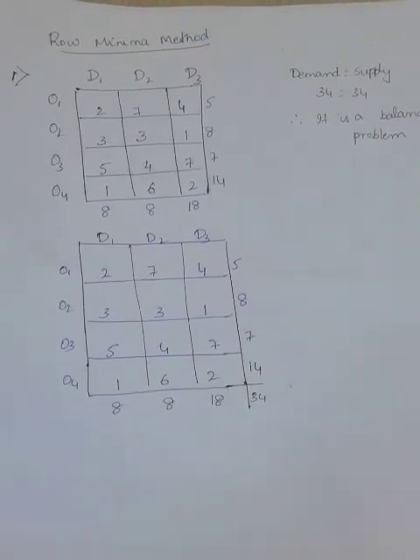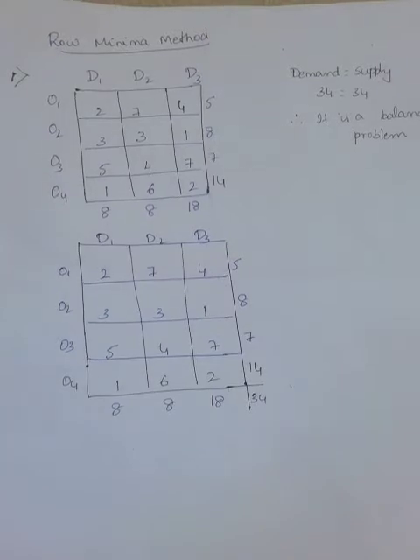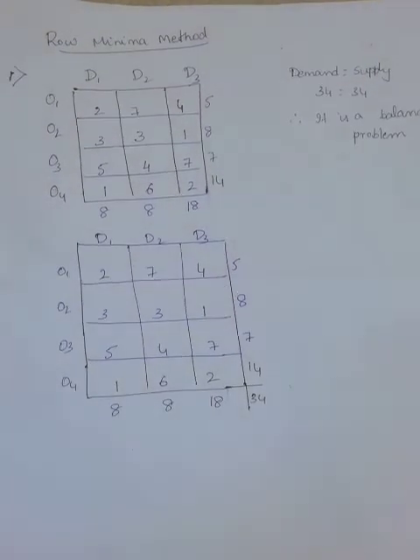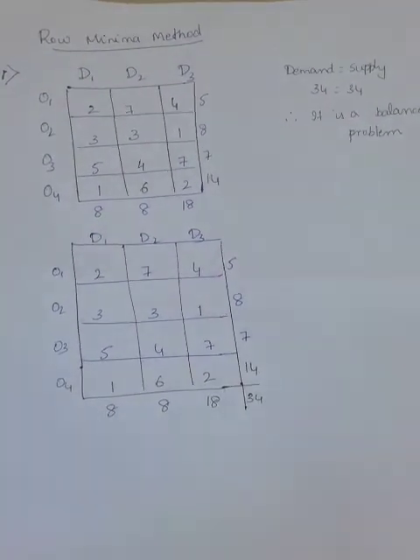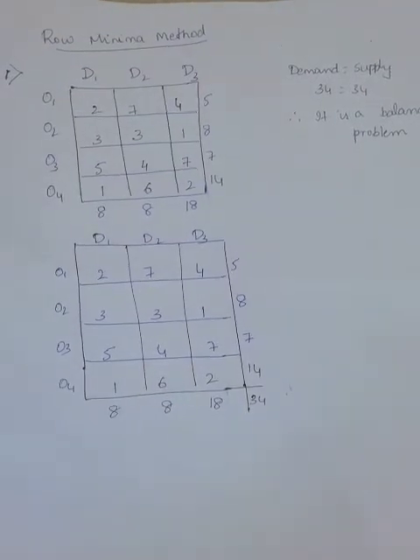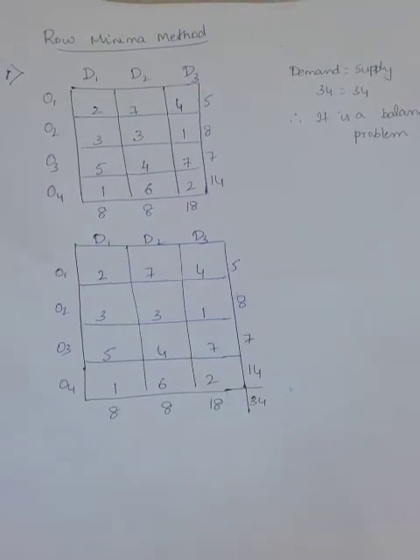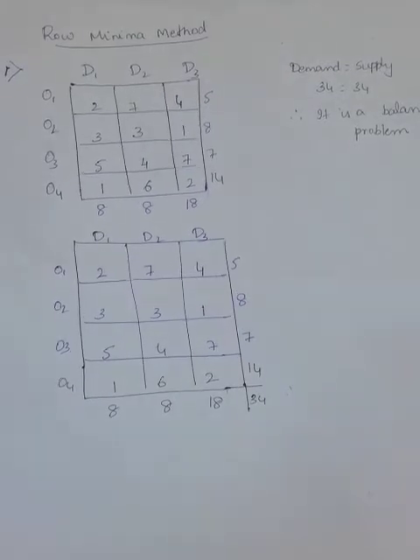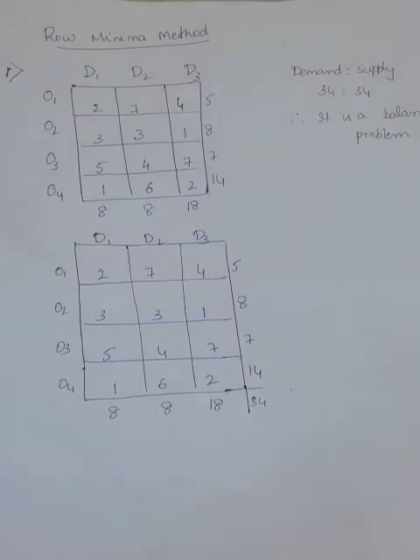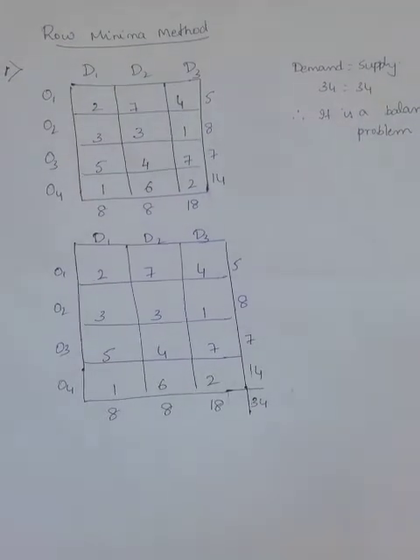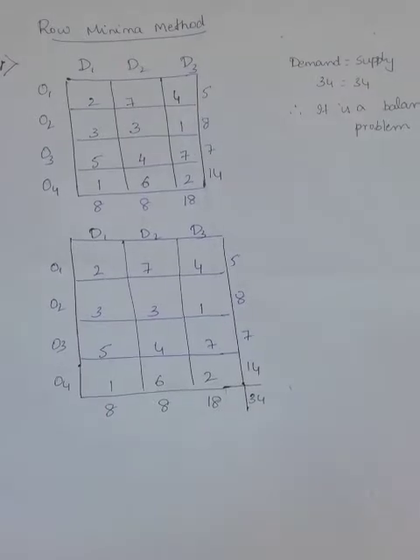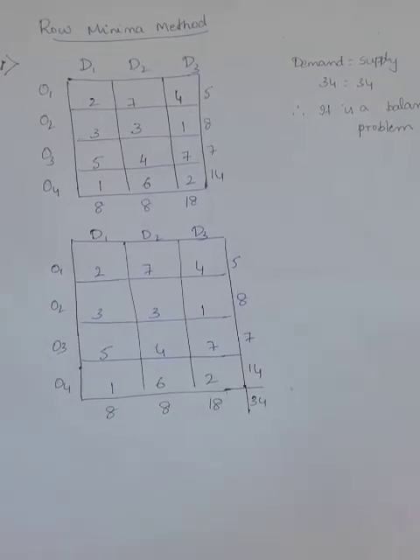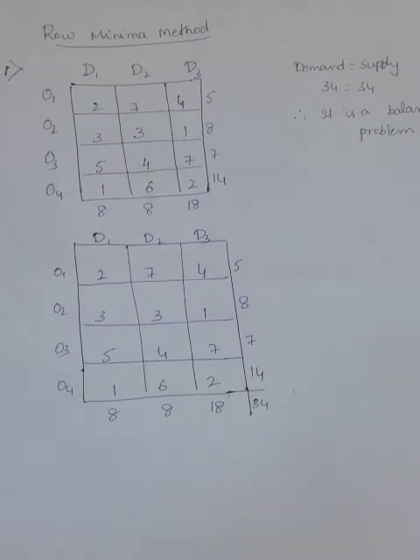Row minima method is a different method of least cost method where first we are going to eliminate the rows and we are not going to see the columns. We are going to select the least cost from each of the rows and we'll keep on eliminating the first row, second row, third row, fourth row. Same way we are going to eliminate however many rows there are. Till one row is eliminated, we are not going to go for the next row. So let us start with this problem, how to solve the row minima method.